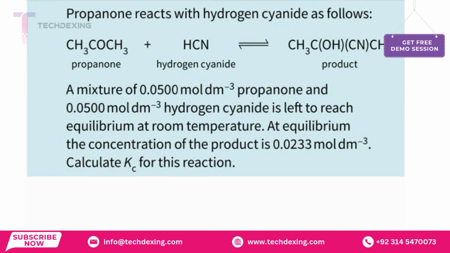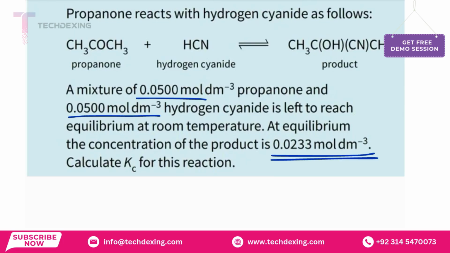The propanone reacts with the hydrogen cyanide as shown. So a mixture of propanone and hydrogen cyanide: the initial concentrations of the propanone and the hydrogen cyanide are provided to you, and the concentration of the product at equilibrium is also provided to you.